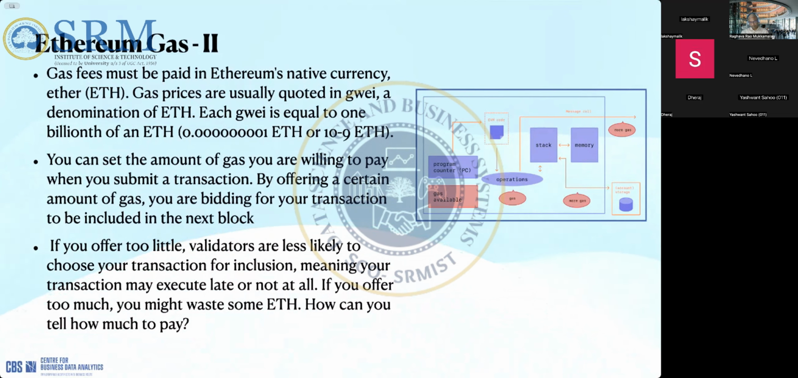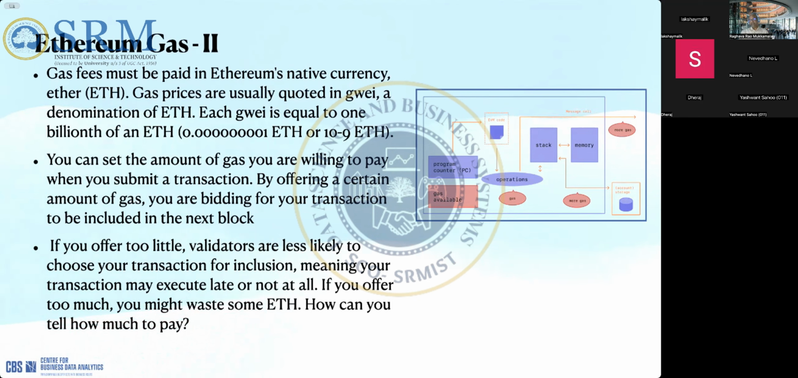On the other hand, if you offer too much transaction fee, definitely your transaction will be picked up by the miners and put into the block. But on the other hand, you are losing money, right? You are wasting your resources, wasting your Ether and things like that.